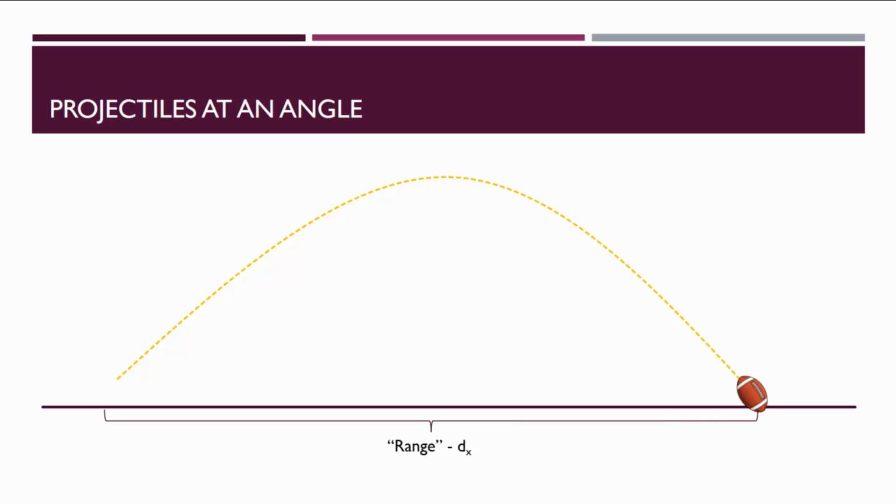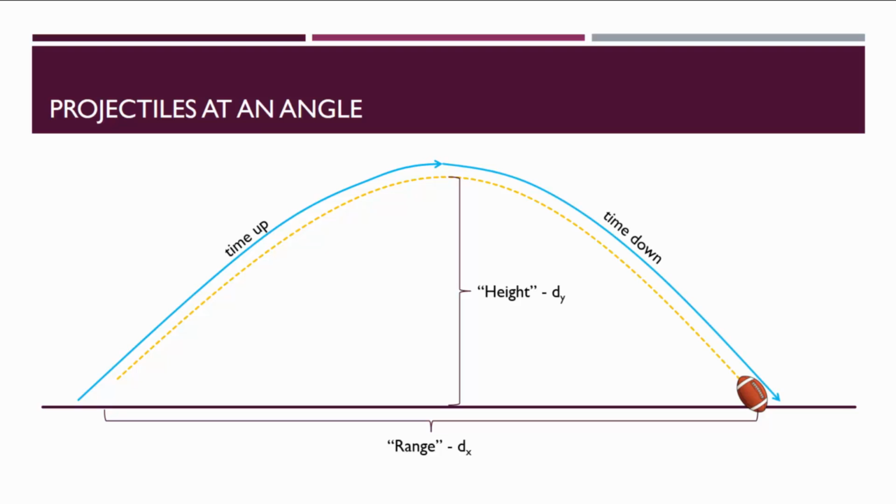Its horizontal displacement is called the range. Its maximum vertical displacement is called the height. It travels upward for some time, and then it travels downward for some time. And as long as the projectile returns to the same height where it was launched, the time up equals the time down. That is very important.